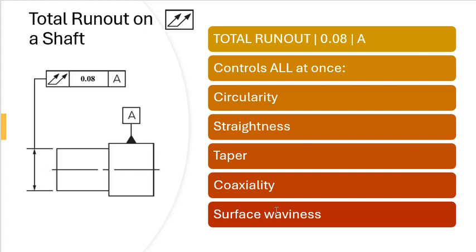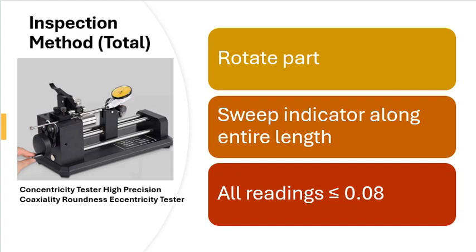Use it on a precision shaft, where your indicator is going to sweep along the surface while rotating. Total runout can be written in a feature control frame traditionally like this, and outside right now like that. It controls all at once: circularity, straightness, taper, coaxiality, and surface waviness. Taper means that your cylinder is not always like this. It's going to taper at one end, it's smaller because the diameter changes.